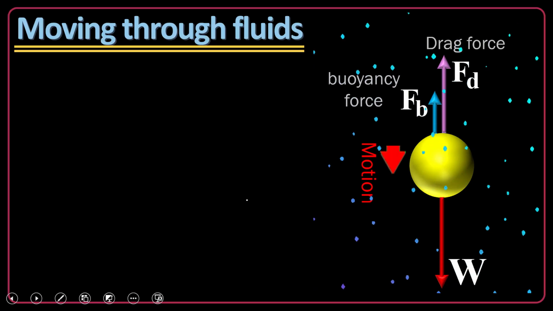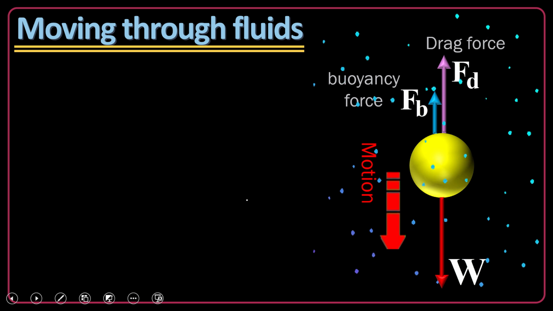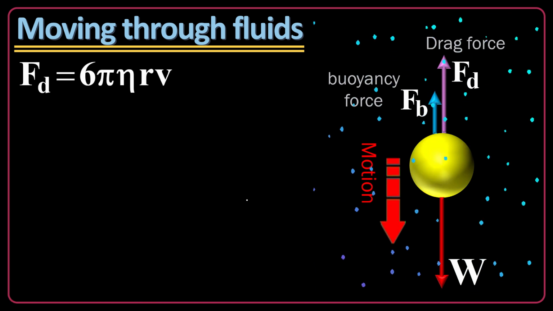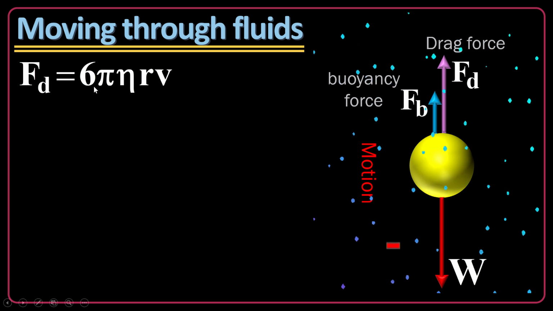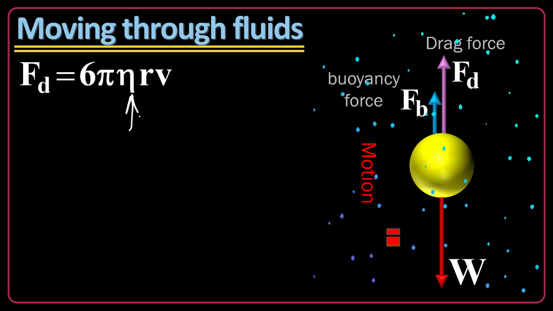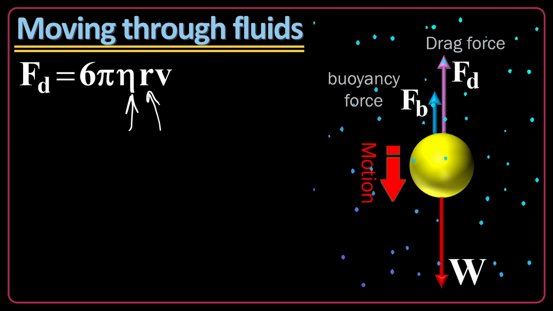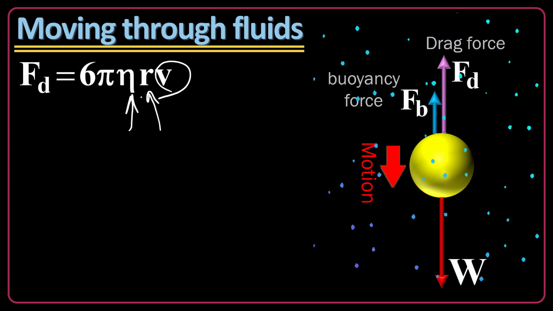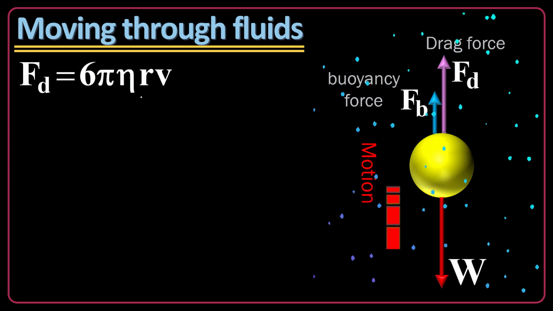In previous videos, I explained that for a spherical object moving in liquid, the drag force or the viscous force is going to be 6 pi eta r v. Eta is the viscosity, r is the radius of this sphere, and v is the speed. I told you the drag force is not constant and is highly affected by speed.